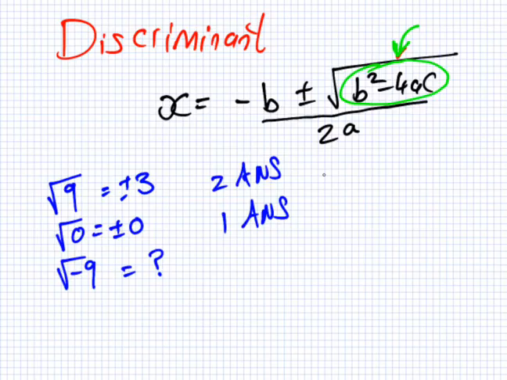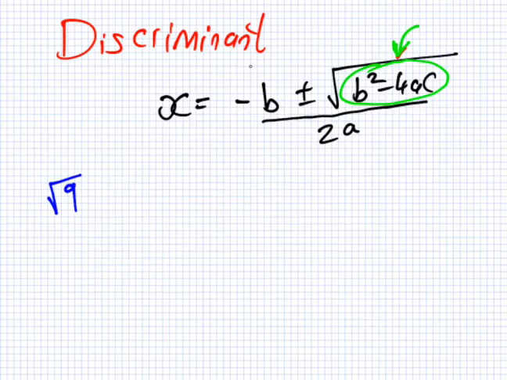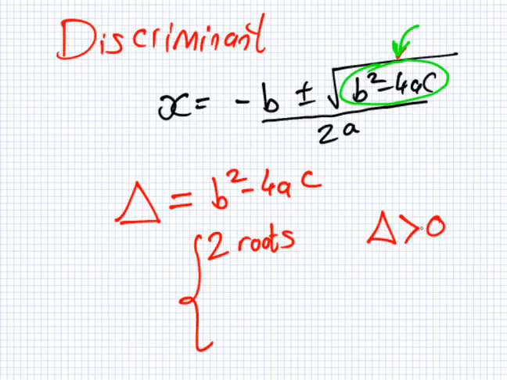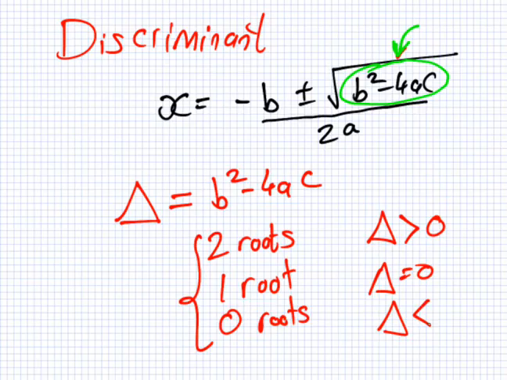Yeah? So this part here is called the discriminant. You can use a D or a delta. So I think most people here use delta, but you can use a D if you want. Okay, so we can have like this, 2 roots if delta, the discriminant, is bigger than 0, 1 root if it's equal to 0, and no roots if it's less than 0.